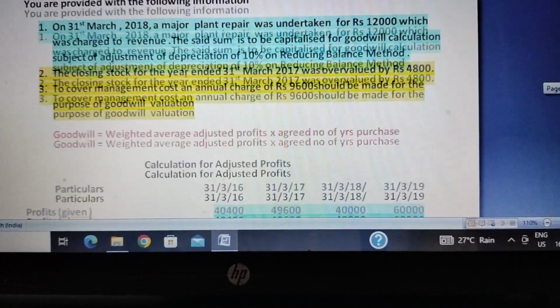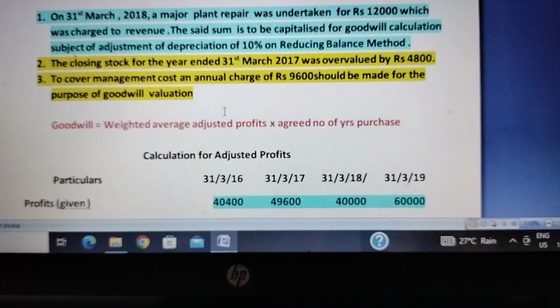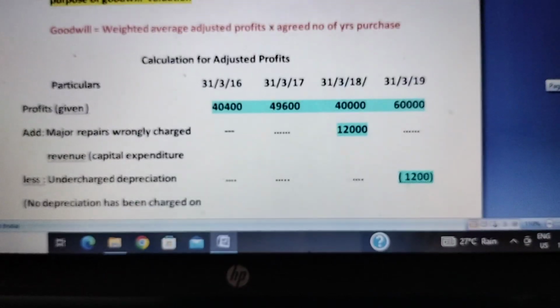If you see the question, it is given that it should be calculated on the basis of 3 years purchase, but you need to find out the weighted average adjusted profit. In order to find out the weighted average adjusted profit, first of all you have to find out the adjusted profit. Okay, so you have to make the working as follows. Calculation of adjusted profit, this is a working note.